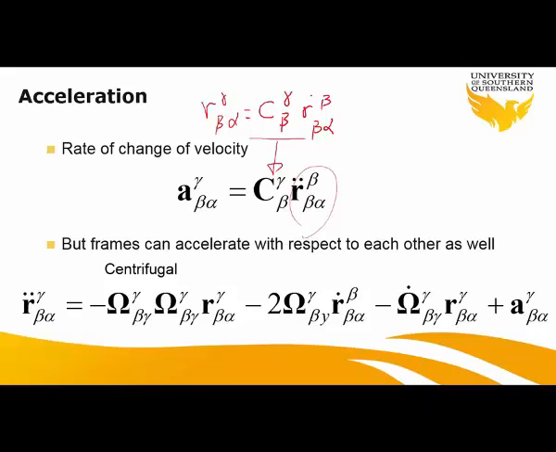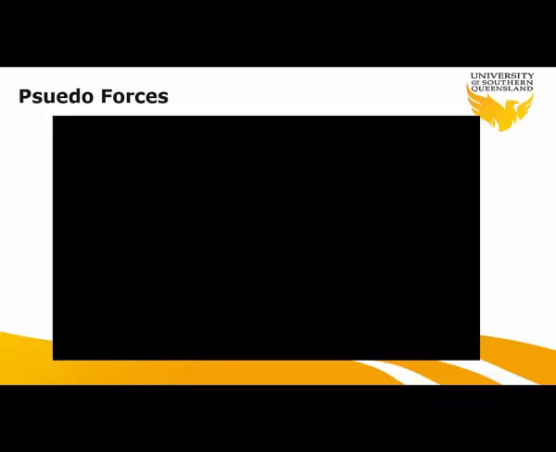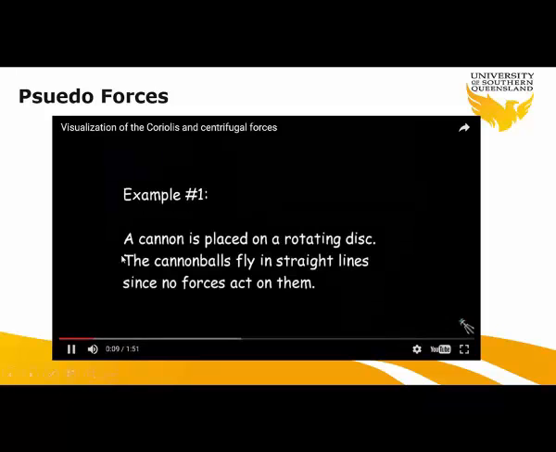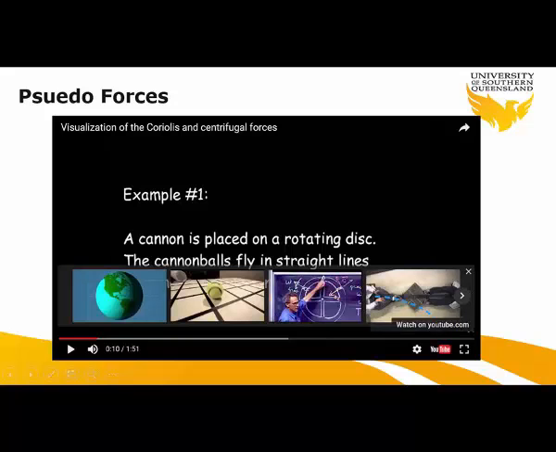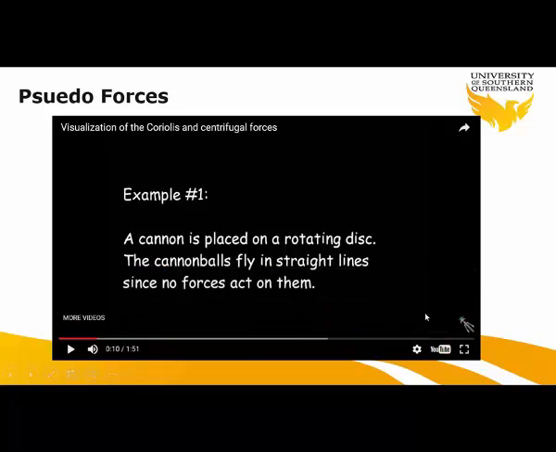respectively explain the centrifugal effect. We all know about the centrifugal effect. Then we have Coriolis and Euler force. In the next slide I will explain what the Euler force is. So imagine you have a cannon which is placed on a rotating disc. The cannonball flies in a straight line since no force acts on it.